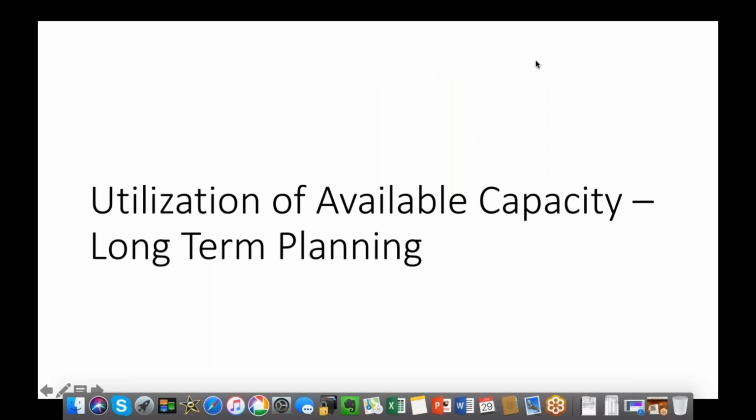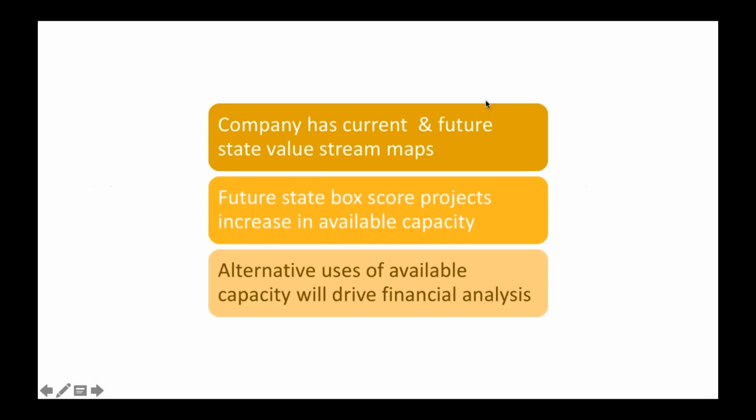The final example is the utilization of available capacity when it comes to long-term planning. So in this example, you're going to see that we have current and future state value stream maps for a value stream in a company. And the future state box score is going to project an increase in available capacity. So from a long-term planning viewpoint, what are the alternative uses of the available capacity that will drive the financial analysis?